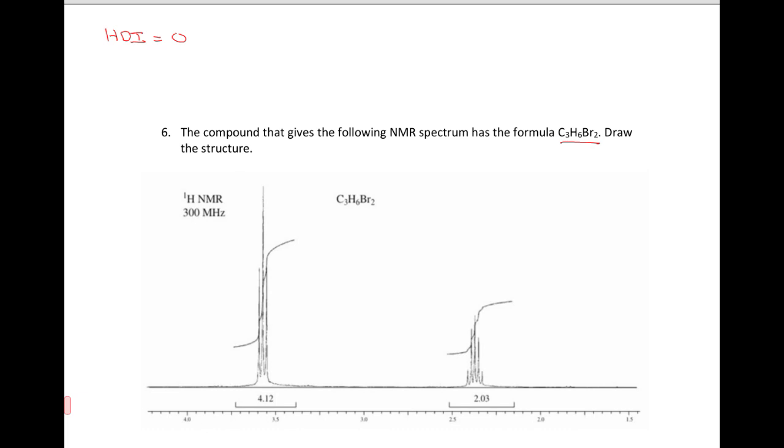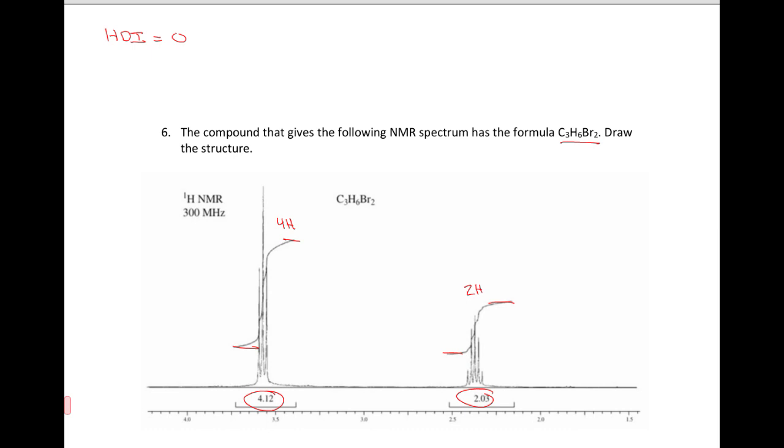So I think the next thing to do is to look at the step curves here, and we can see these numbers that are written down here. Those are the relative heights of the step curve. So the step curve here and the step curve here. So the ratio is 2 to 4. And since I have 6 protons in my molecule, that must mean that this signal here represents 2 protons, and then this signal here represents 4 protons.